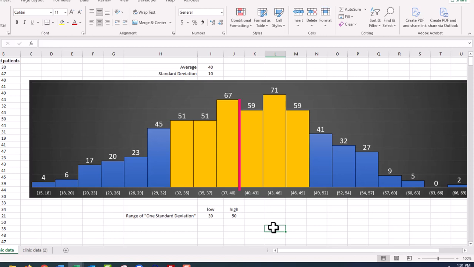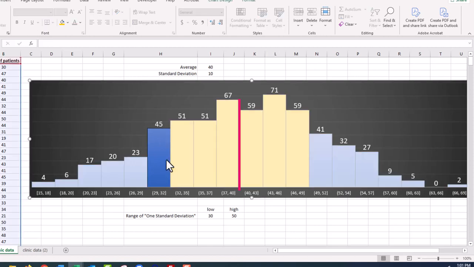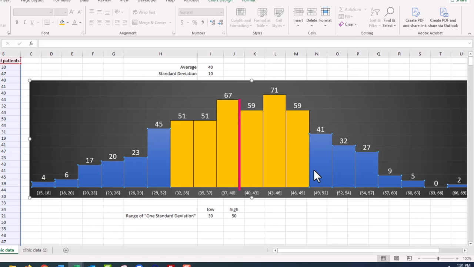Now, here's where it gets kind of interesting. The next bars out, which would be the 29 to 32, and in this case, the 49 to 52, are partially in there, right? Not all of them are in there. So let's look at the left one here, the 29 to 32. Of those four numbers, only 3 of those 4 are actually within one standard deviation, right? The 29 is too small. So the 30, 31, and 32 are within one standard deviation.